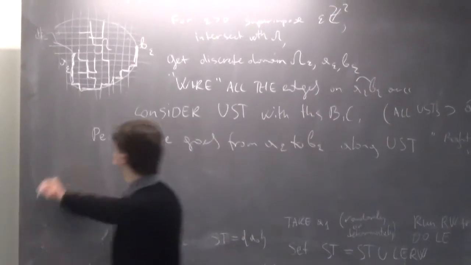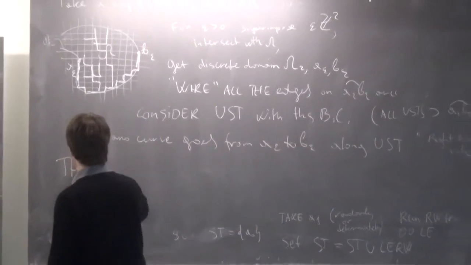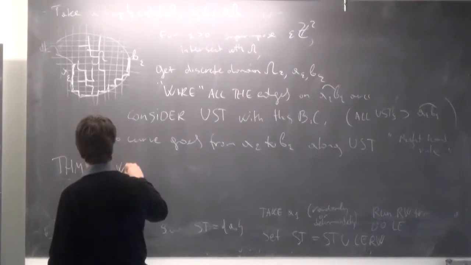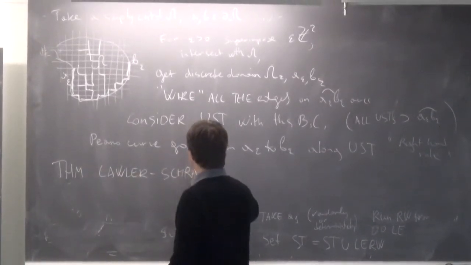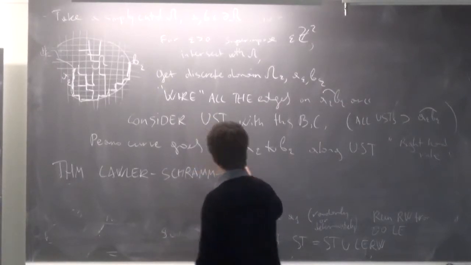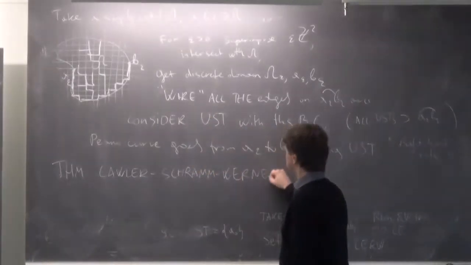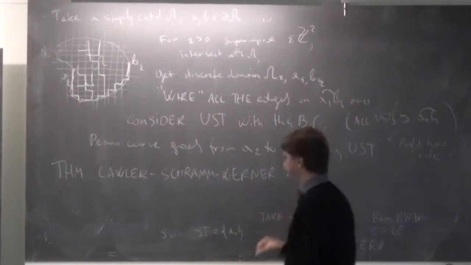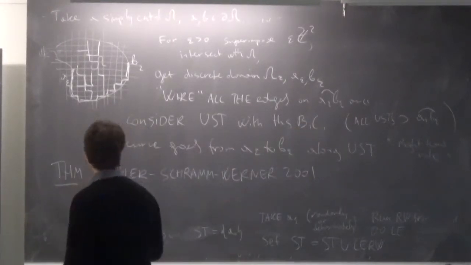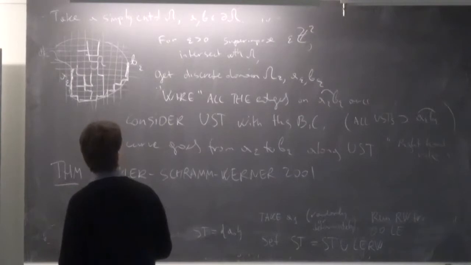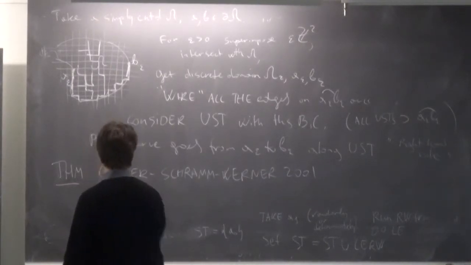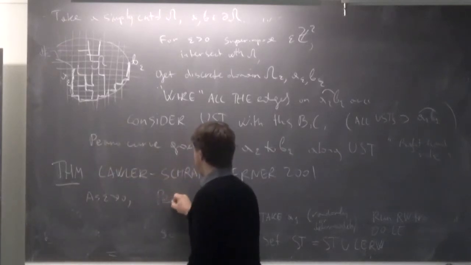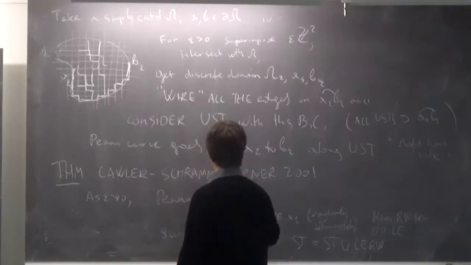So the theorem, which is Lawler, Schramm, Werner, and it's 2001. It says that as epsilon goes to 0, this Peano epsilon curve goes to SLE 8.